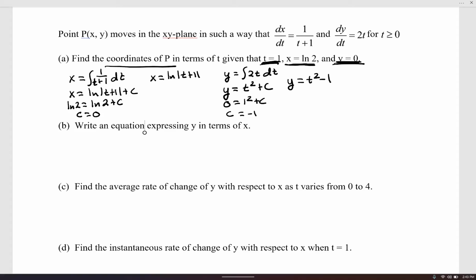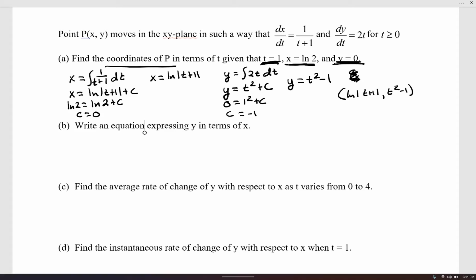Find the coordinates of P in terms of t. So the point is the natural log of the absolute value of t plus 1, comma, t squared minus 1. There's the point in terms of t.